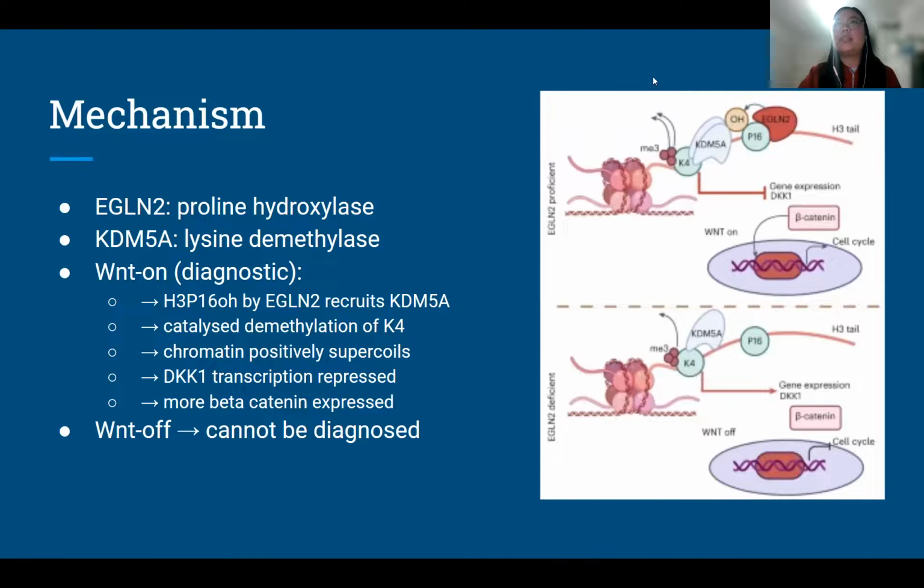And then after demethylation, this will lead to DKK1 transcription being repressed. DKK1 is actually an inhibitor of beta-catenin production. So if DKK1 is repressed, then more beta-catenin is expressed, and this will lead to, of course, more adverse symptoms of the cancer.